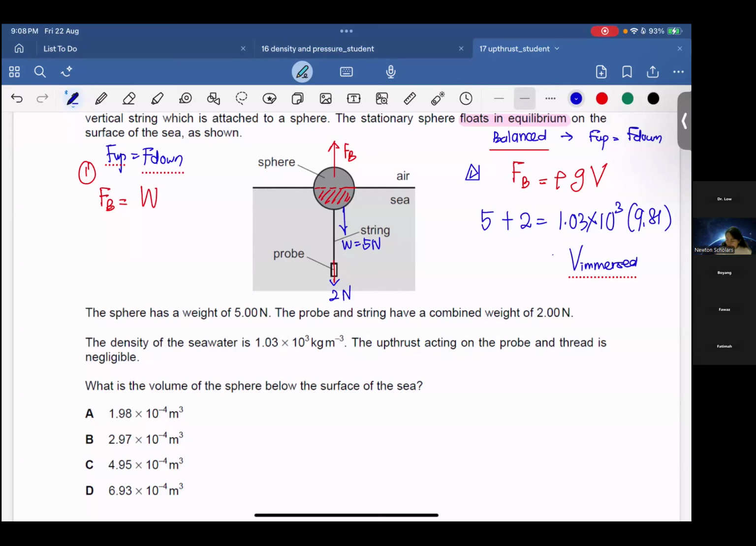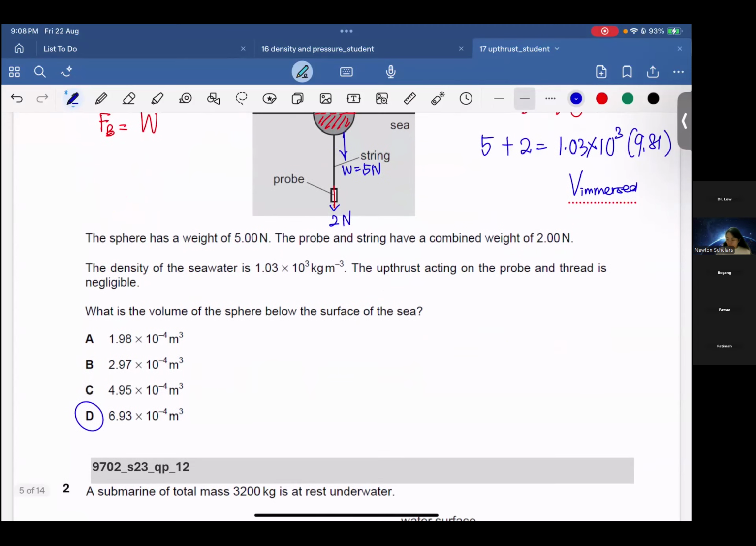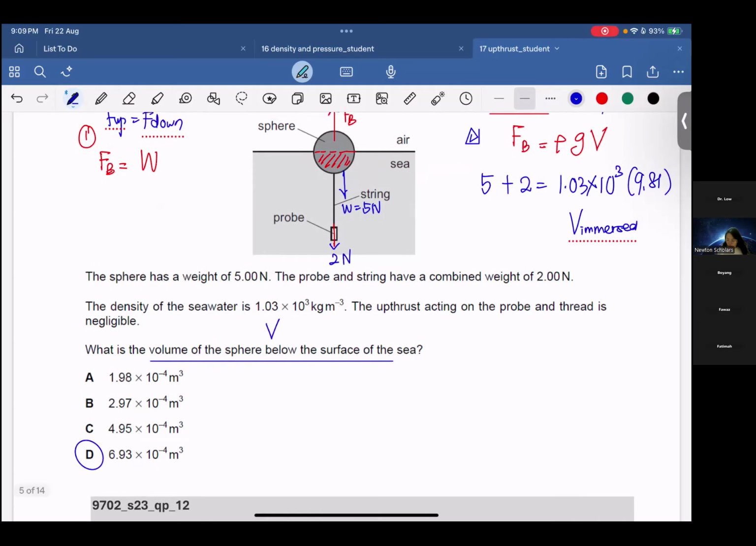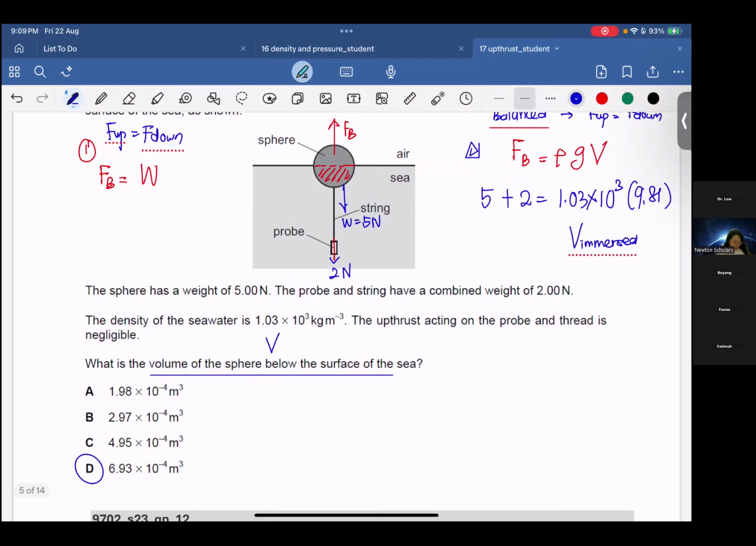The volume of liquid displaced is the volume of our object immersed. At the end, if you do substitution, you will get D. The volume of object displaced is the volume of liquid displaced. It's the same thing. So what is the volume of the sphere? This is the volume that we find. So it should be answer D. Is it okay?